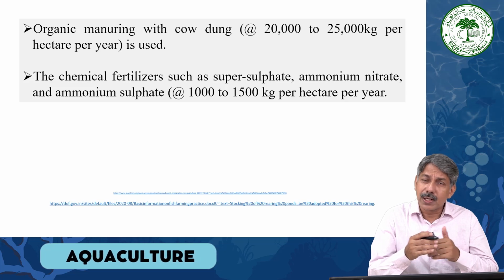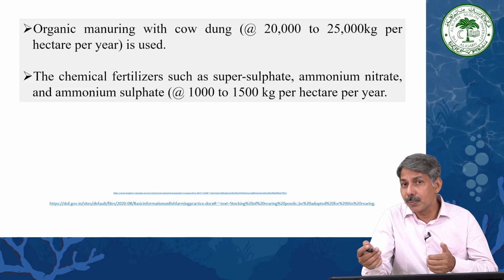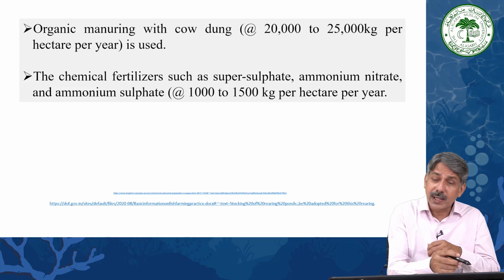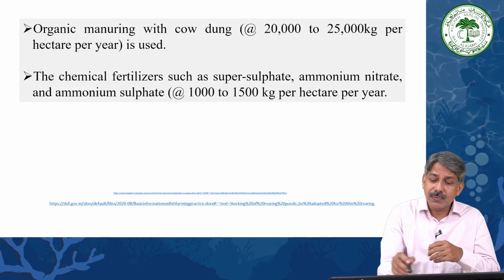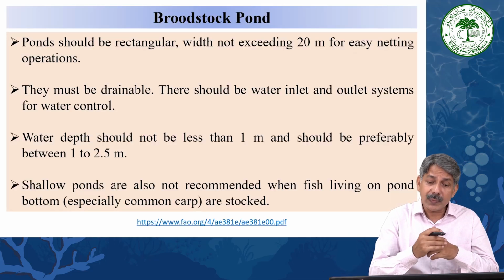The dose of organic manure also depends on the soil quality, the type of fish, and the purpose, whether you are going for extensive or semi-intensive culture, or what kind of stocking density you are using. Chemical fertilizers may also be used in order to enhance the natural productivity.